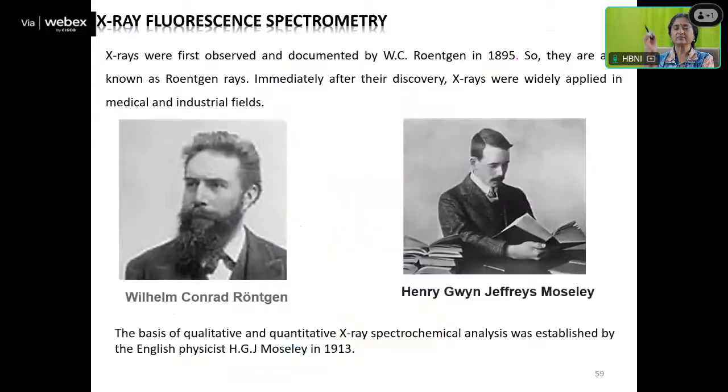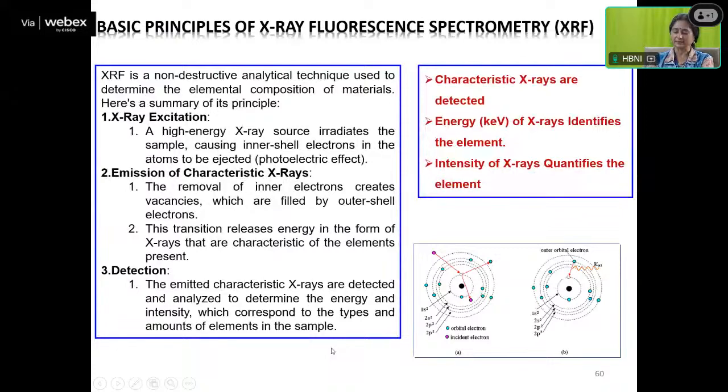So these X-rays were first discovered and documented by Röntgen in 1895. So they are also known as Röntgen rays. Immediately after their discovery, X-rays were widely applied in the medical and industrial fields. The basis of qualitative and quantitative X-ray spectrometric analysis was established by the English physicist Moseley in 1930.